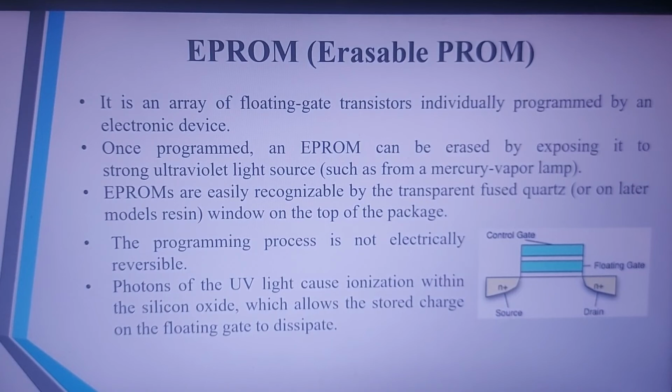The erasing is not electrical. The programming process is not electrically reversible. That means whenever we want to erase it or change the content, we have to erase it using UV rays. Only programming can be done electrically; we cannot electrically reverse the content of the memory cells. Only UV rays are able to do it, by causing ionization through the silicon diode, which allows the stored charge on the floating gate to dissipate and reset the memory cell. That's why a floating gate is used in such memories.